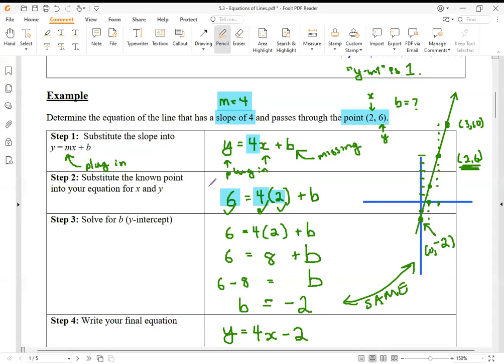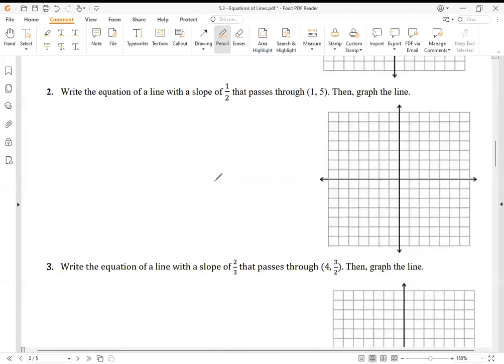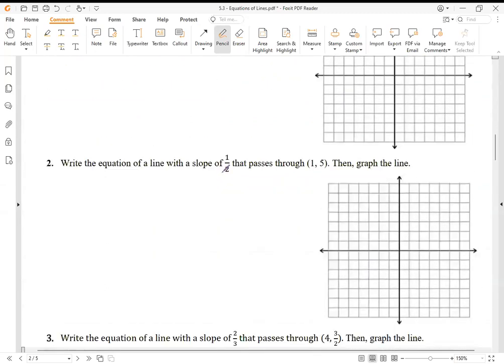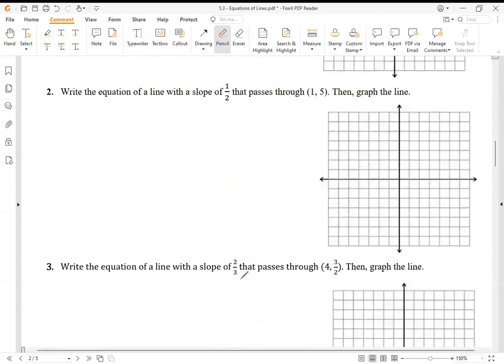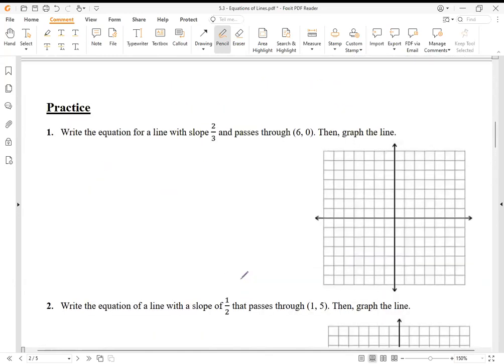Yeah? Let's try this again. You can do practice 2 on your own and practice 3 on your own. And well, practice 3 has fractions, so it's a little harder. Maybe we'll do that together. Can you do number 1?